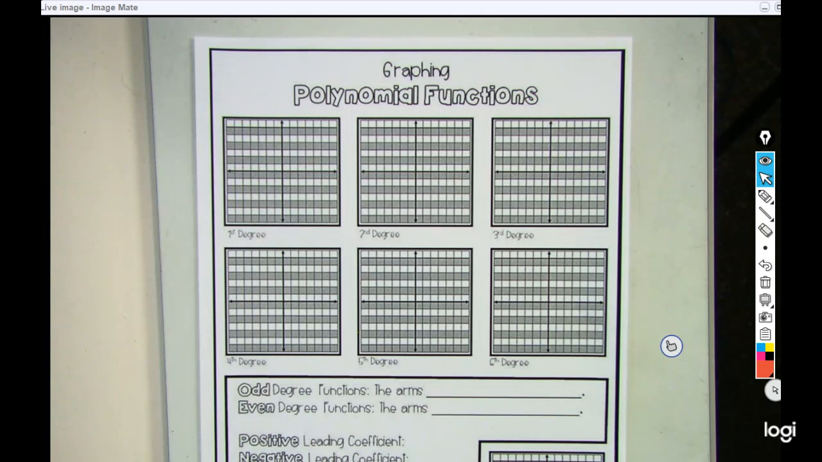Today you're beginning your road to graphing polynomial functions. Basically, we just need to be able to identify it today. So I'm going to give you a few notes on here, and then we'll do a couple problems in class together before I set you free.